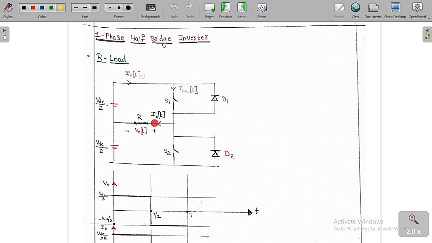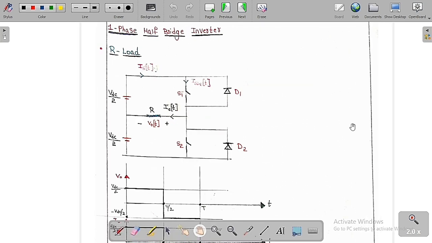So this is current I naught of t. Now we are going to learn about the single phase half bridge inverter. This is the concept that we are going to learn. In the single phase half bridge inverter, the first load we are going to discuss is the R load.